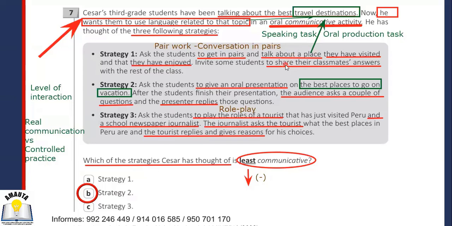You talk about the place you have visited and enjoyed. In a real life situation, you can talk to a tourist and ask some questions about the tourist experience here in Peru. These are real life activities, right? Okay, my dear teachers, you did it well. We continue with the next.